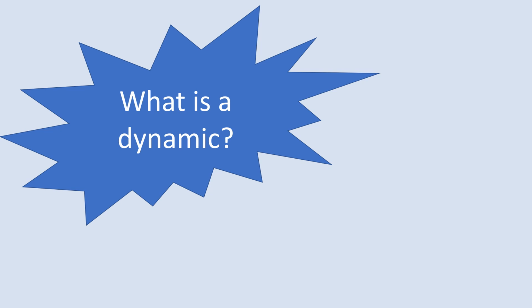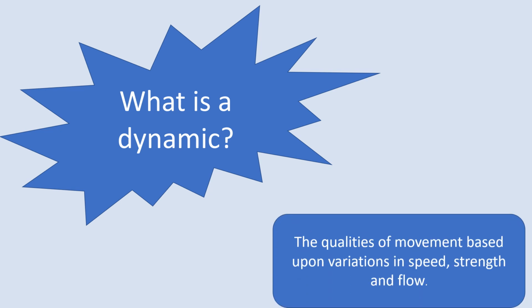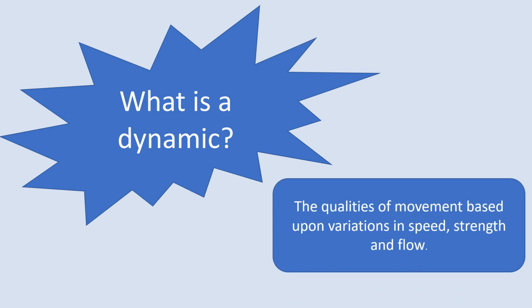So, my first question to you is, what is a dynamic? I want you to pause this video, write down a definition for what you think a dynamic is. Remember, actions and dynamics are best friends. You cannot perform an action without a dynamic. Pause the video, write down the definition. Okay, now using your red pens, I'd like you to please either tick yes or write down this definition. Dynamics are the qualities of movement based upon variations in speed, strength, and flow.